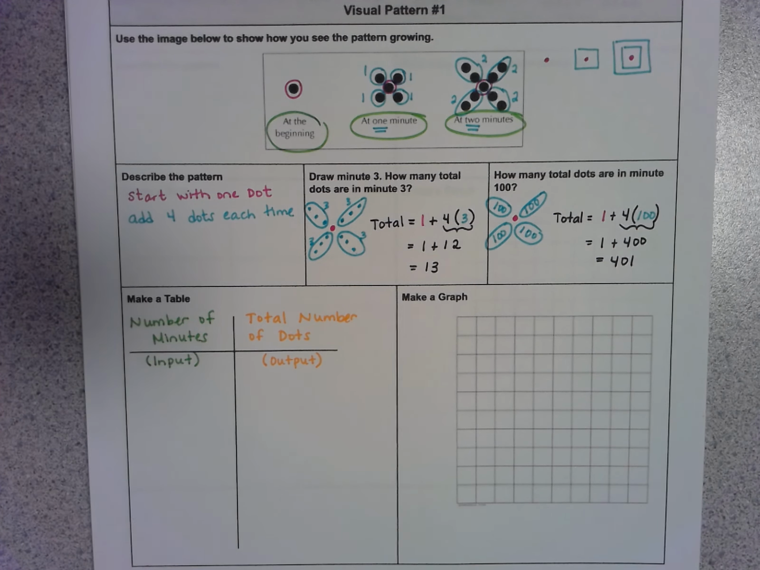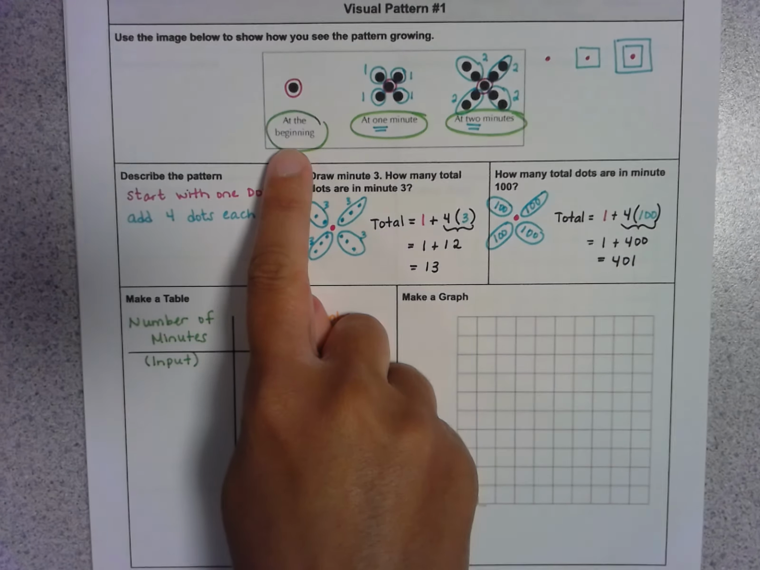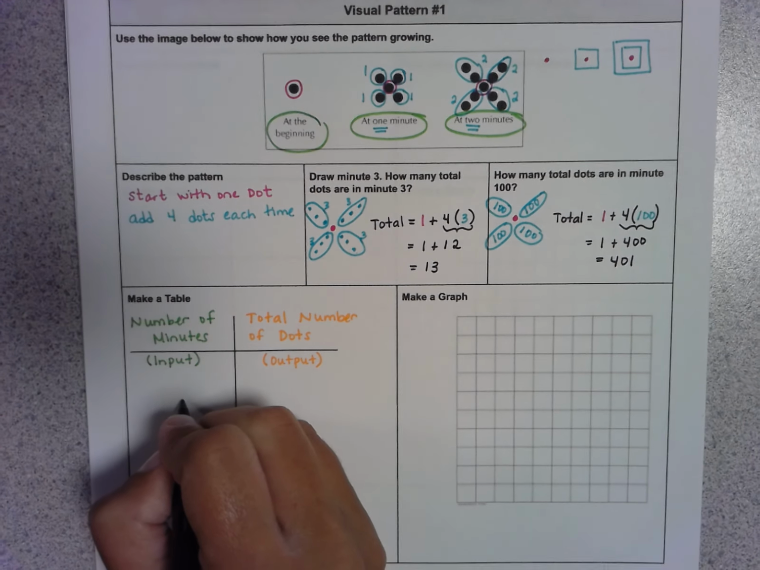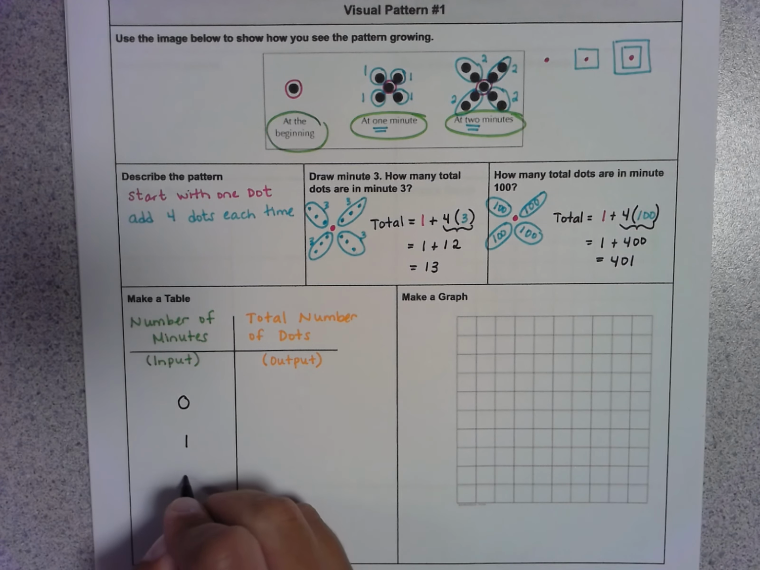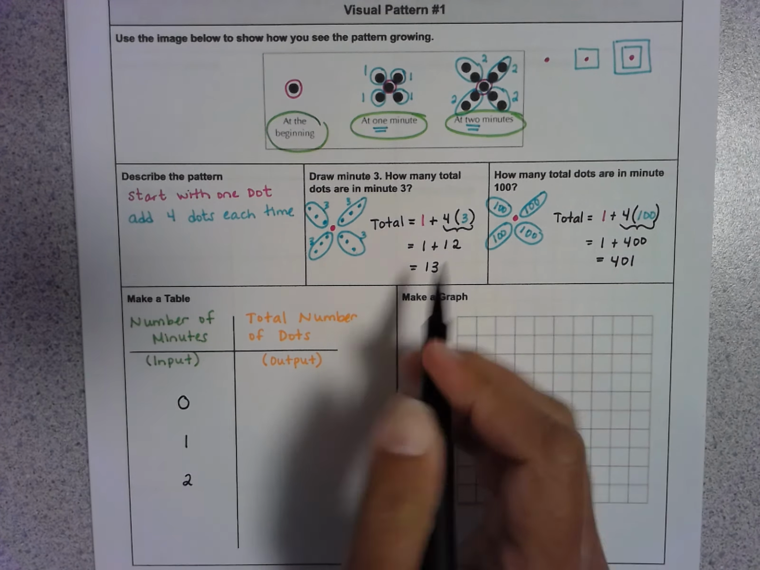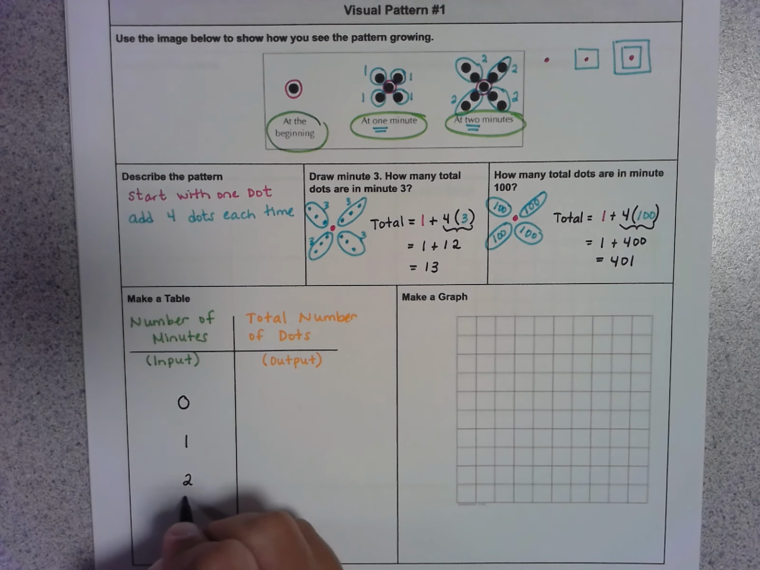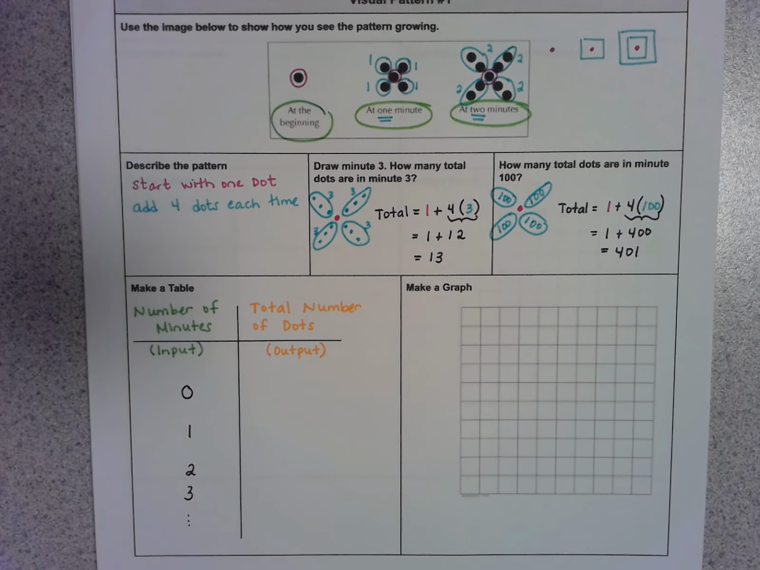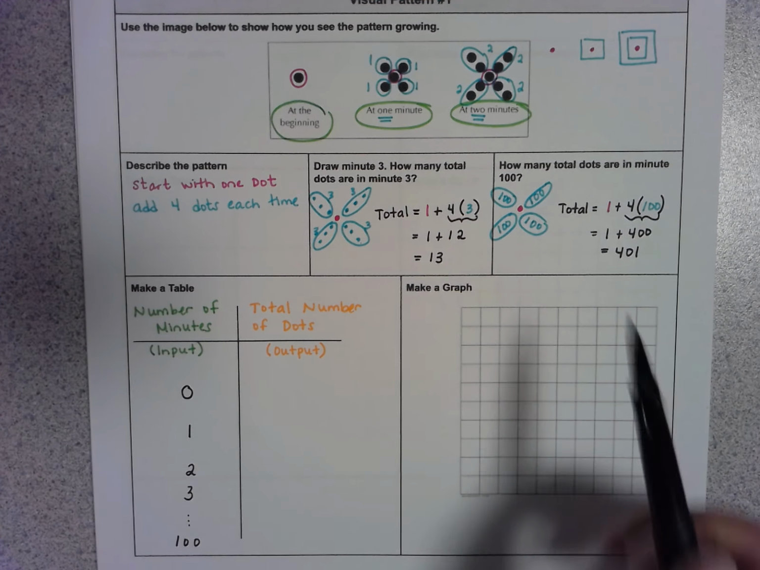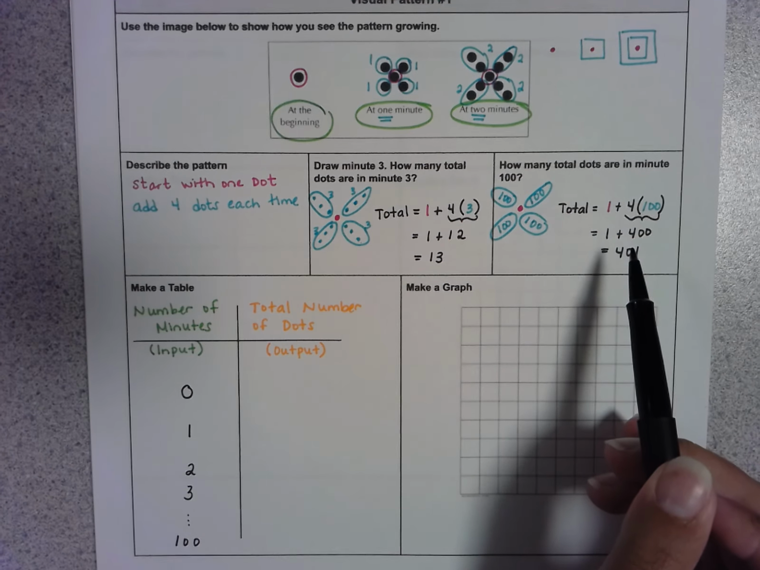So for the number of minutes, because it says here we're starting at the beginning, my first minutes is going to be 0. Then I'm going to have 1 minute, 2 minutes. I know the answer for 3 minutes. I'm going to include that. And then I'm going to leave a dot, dot, dot, which means there's some space here. And I'm going to include the answer for 100 minutes because that's another value that I calculated.